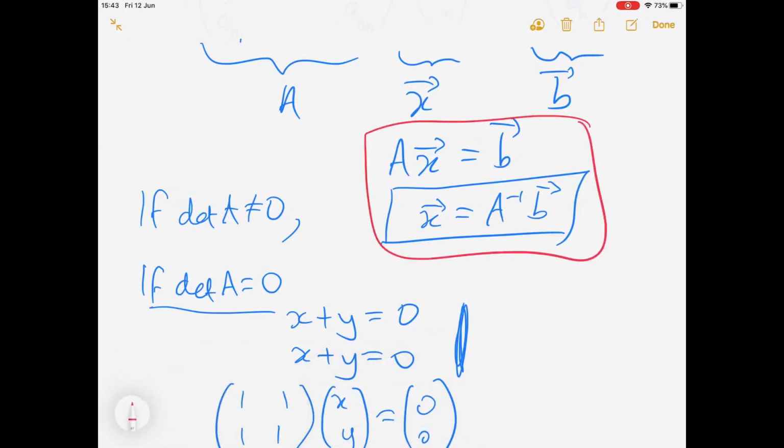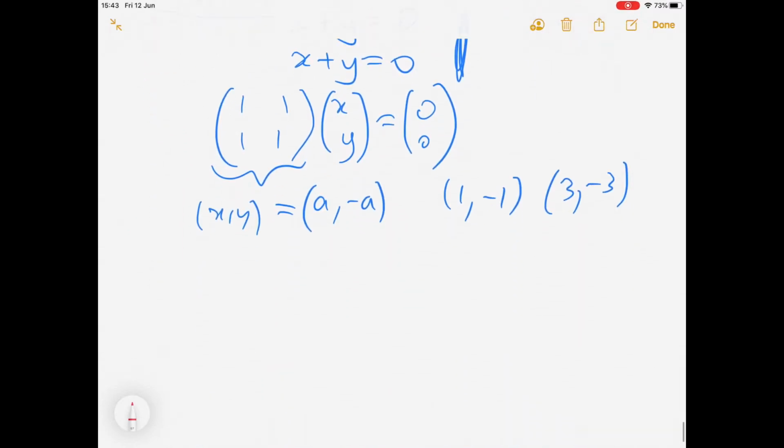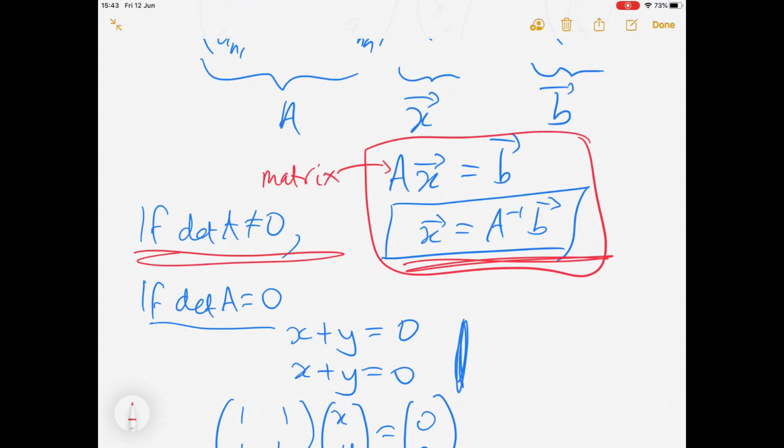In general for us though, the key thing to remember is this. If you have a system, where A is a matrix, x is a vector, it's the thing we want to find, and b is a vector, then you can apply A inverse to both sides if the determinant is non-zero. So in general, you'll just use your calculator to find A inverse.